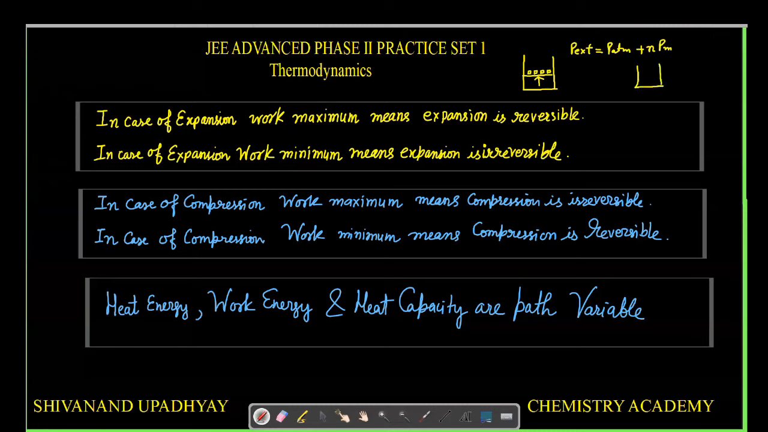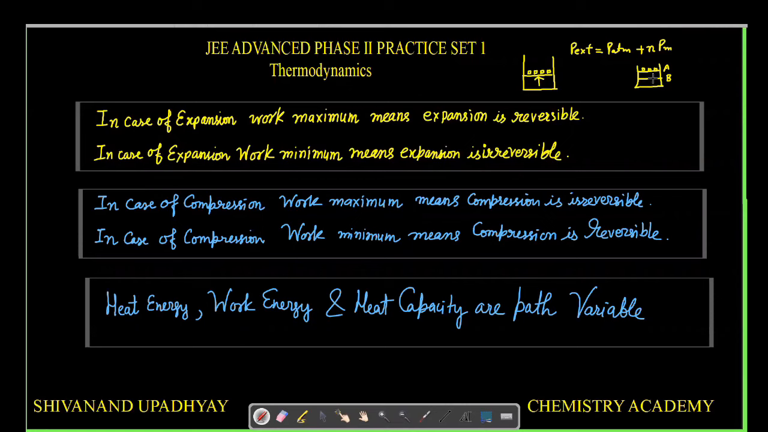Suppose I want to compress something and I have to move from position A to position B. If I move slowly, when I add one mass the piston will move down, then I put another mass, and the piston moves further down, and like that. When I move slowly, the work done by the surrounding on the gas will be less, because the surrounding is applying only slightly more pressure than what is required to move. So in case of compression, when we move slowly, reversibly, the work done by the surrounding on the system is minimum.